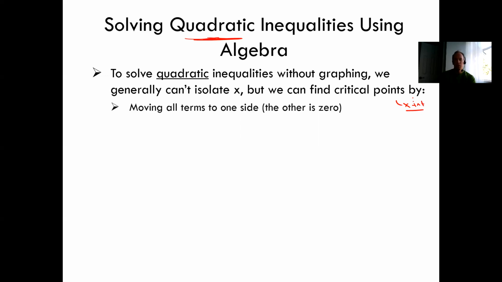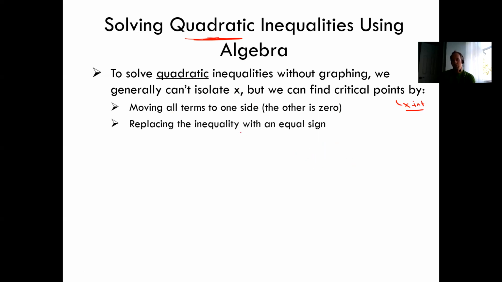So what do we do? We always want to move all terms to one side to make the other side 0. So if you had something like x squared plus 3x is less than 4, we don't like that. You'd always want to make it x squared plus 3x minus 4 is less than 0. Always get 0 on one side. That's kind of the whole deal.